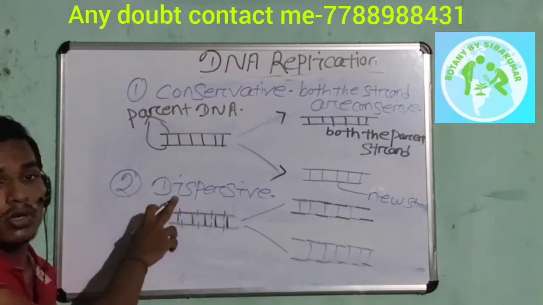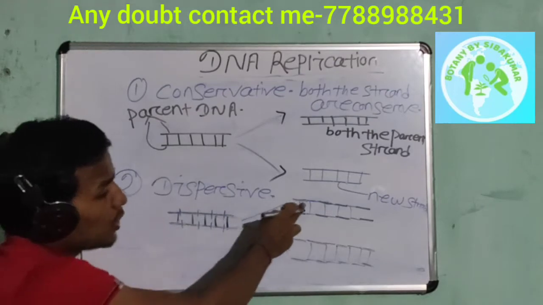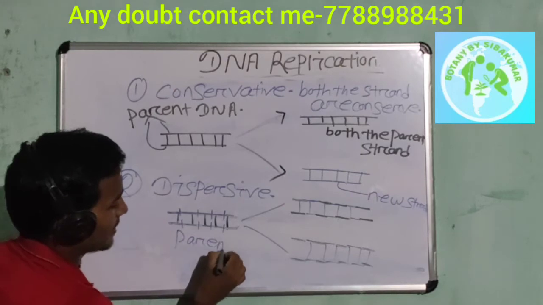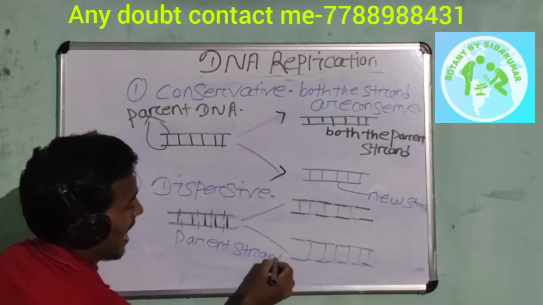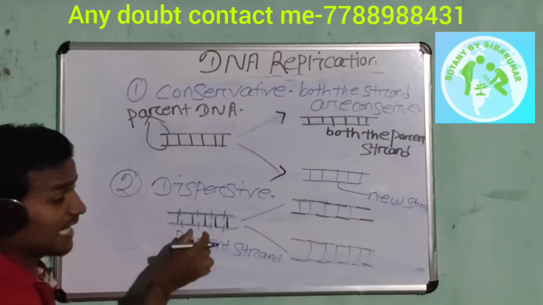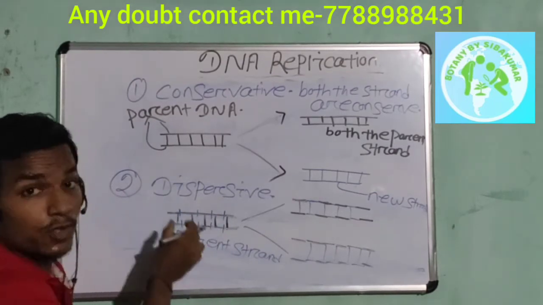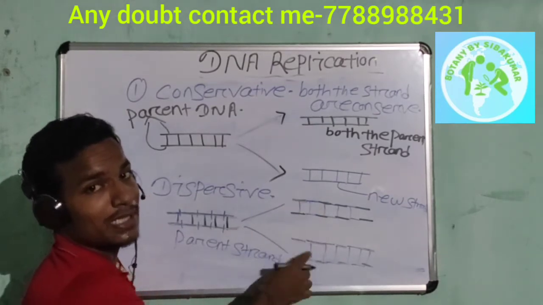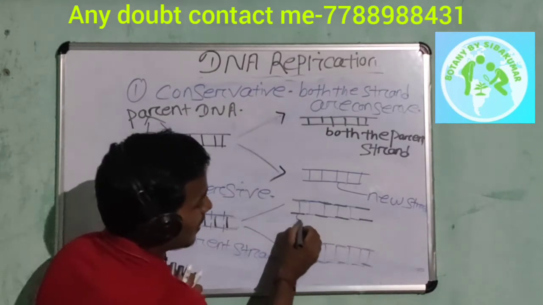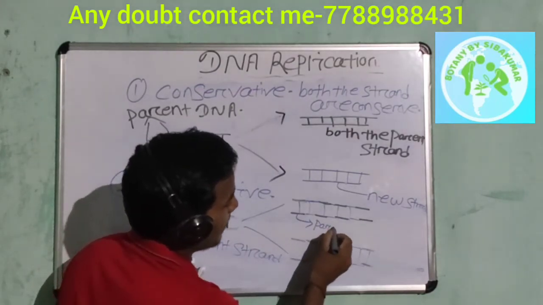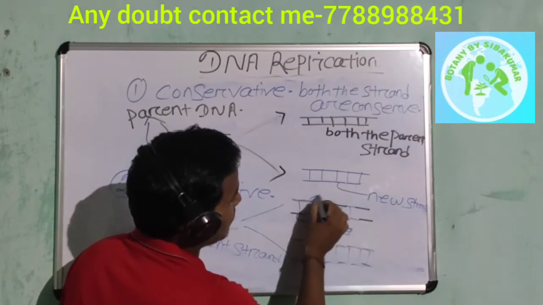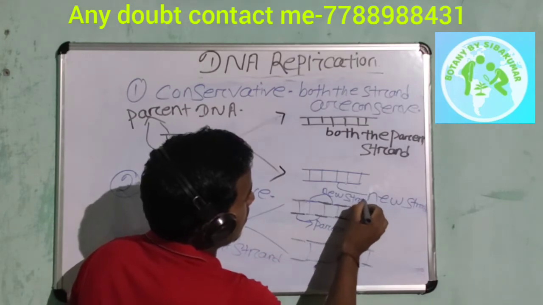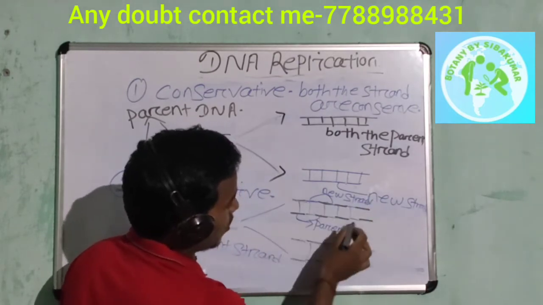The second replication process is the dispersive mode of DNA replication. It says that two nuclear strands are formed from the parent strand. These are known as the parent strand, and this parent strand breaks at several points, and each piece replicates and randomly joins to form this patchy appearance in the new daughter DNA. Is this clear? That means this black color represents the parent strand, and this blue color represents the new strand. Similarly in the lower case.